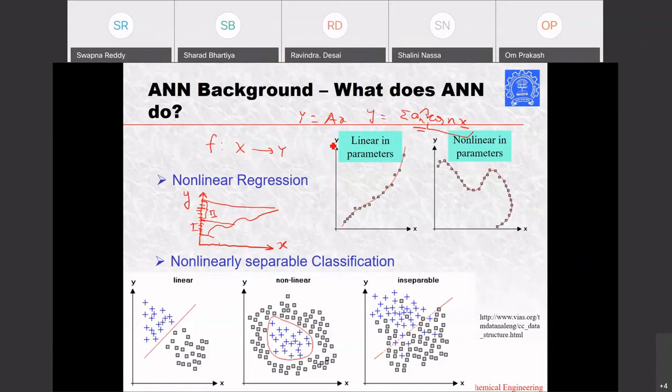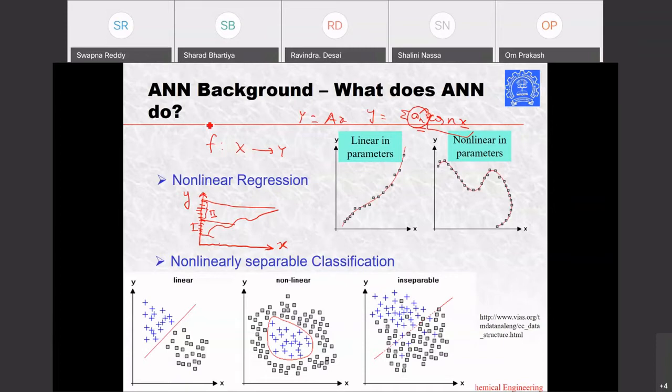So when we say non-linear, we mean that this a_n comes non-linearly in our model. Then it becomes a non-linear regression. It is the parameter which appears non-linearly in the regression, okay, and not the independent variable x.